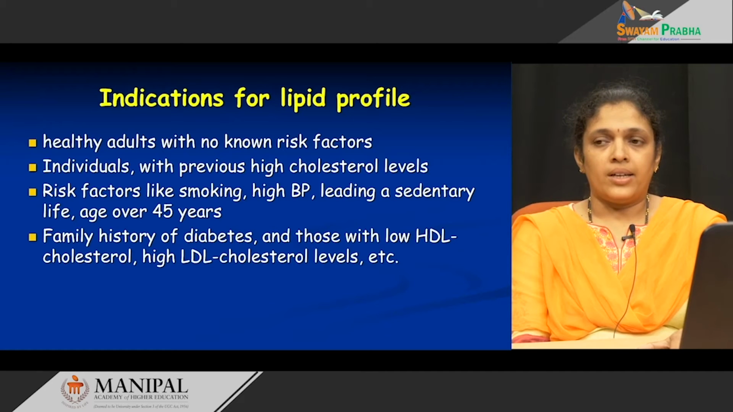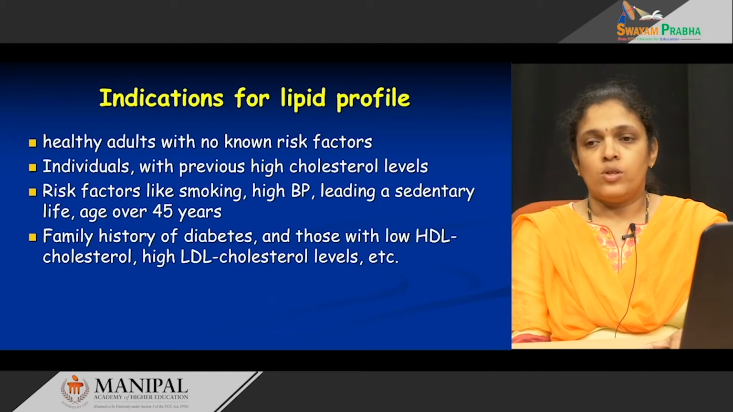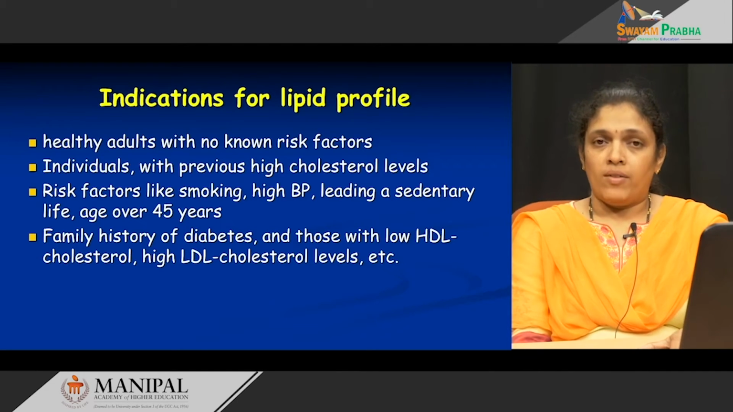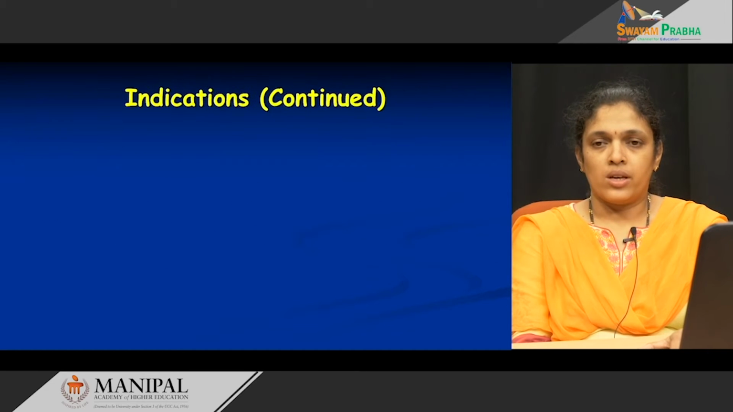Further on, in people who have got a family history of diabetes mellitus, or those who have already had a blood test done in which it was seen that there was a low levels of HDL cholesterol, whereas there was a high levels of LDL cholesterol. So, when you have a family history of diabetes, added to this the values of LDLs were high and the values of HDL were low, in them it is a must that we should do a lipid profile, so that we have a follow up of these individuals.